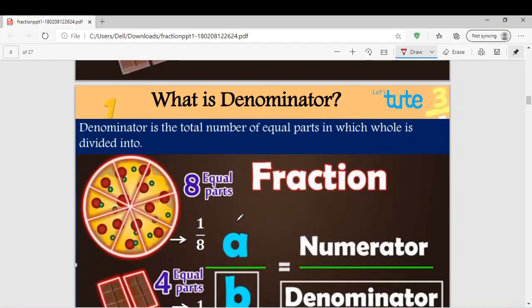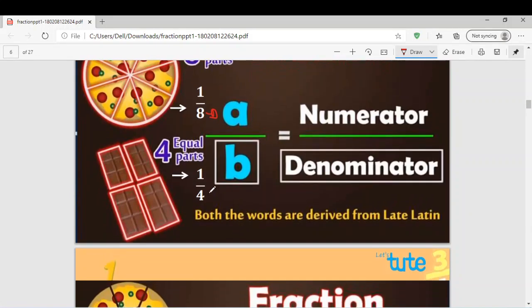What is the denominator? The denominator is the total number of equal parts into which the whole is divided. See there, 1 upon 8. So here 8 is the denominator, and on the other side, 1 upon 4, 4 is the denominator.